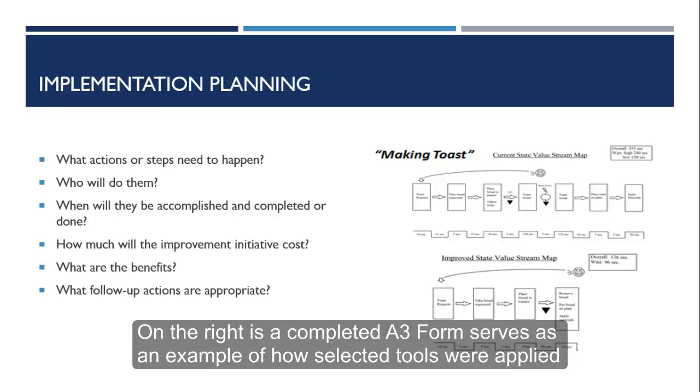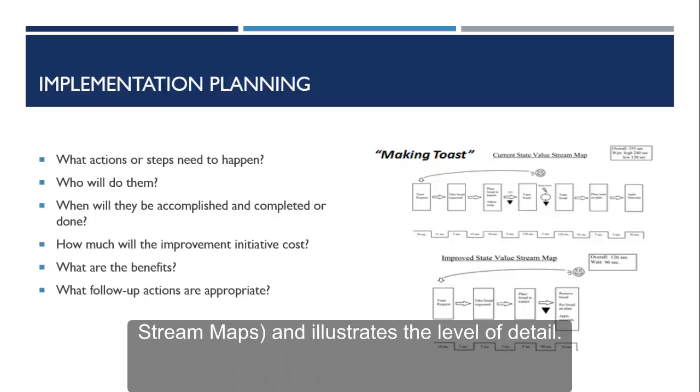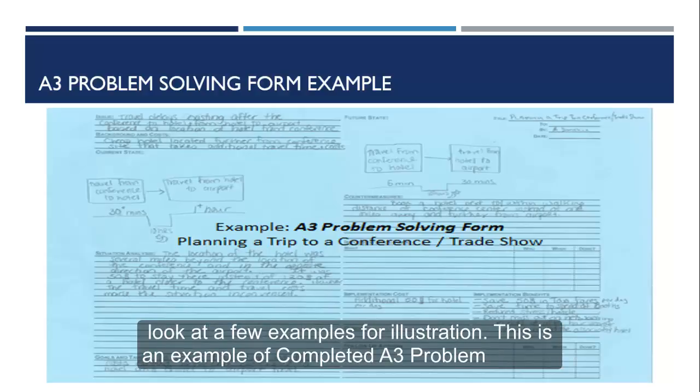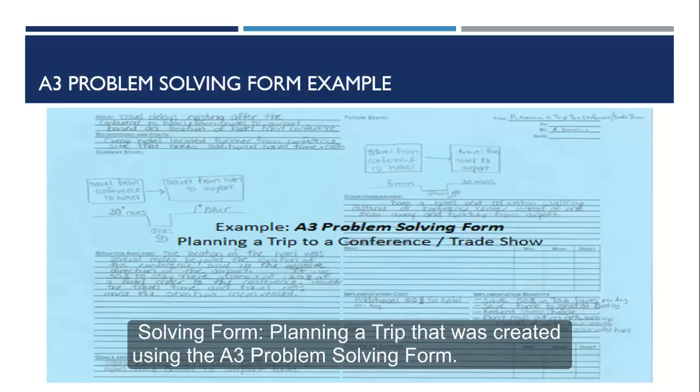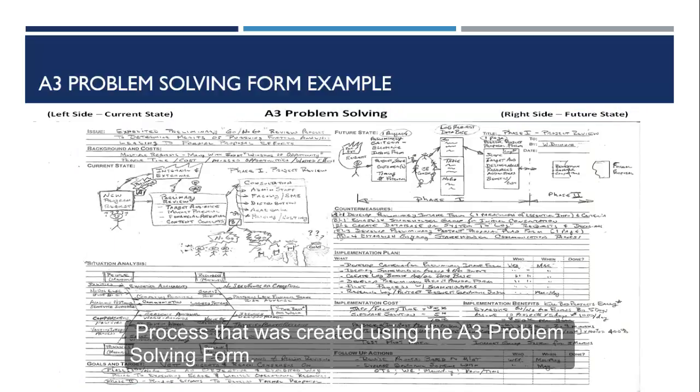On the right is a completed A3 form. This serves as an example of how selective tools were applied for the Lean Sigma Initiative new program proposal process introduced previously in value stream maps, and illustrates the level of detail. Using the A3 problem-solving form can often add structure to an analysis. Let's look at a few examples for illustration. This is an example of a completed A3 problem-solving form for planning a trip. And here is another example of a completed A3 problem-solving form for a program proposal process.